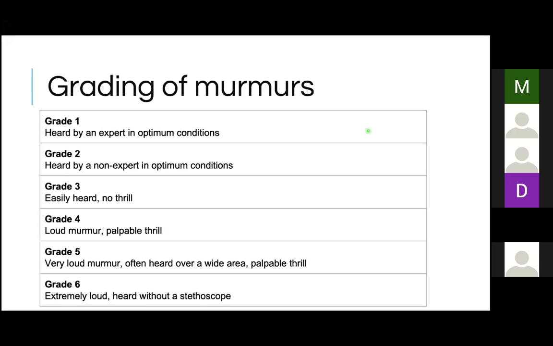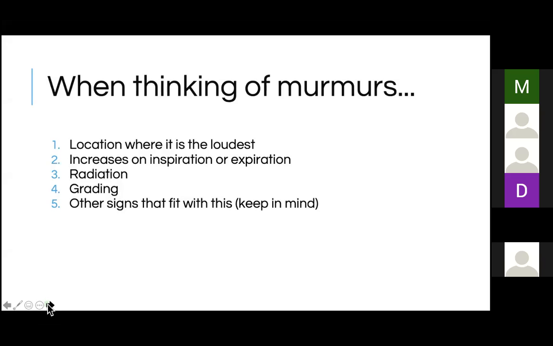And then, in terms of grading, when you're presenting back, you could say, for example, this patient has a pansystolic murmur, grade 3 out of 6. I think it just indicates that you put some thought into it and you know about murmurs, about the grading.